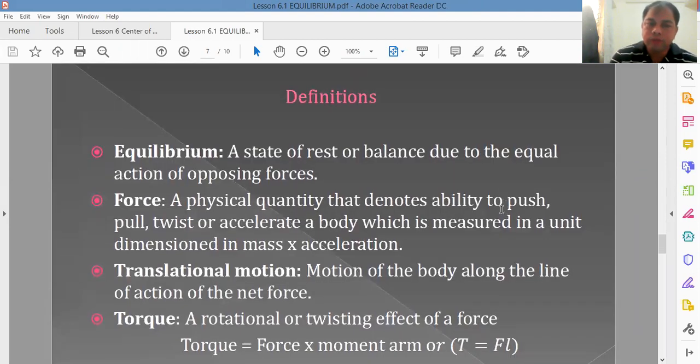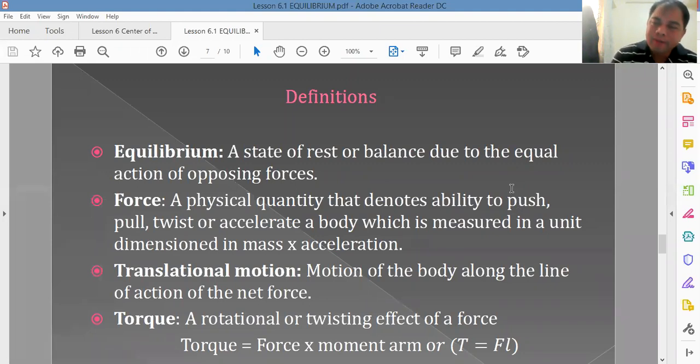Okay, so here are some definitions. Equilibrium is a state of rest or balance due to the equal actions of opposing forces. A force is a physical quantity that denotes the ability to push, pull, or twist. For example, with a bottle, you twist and open the cup. So that is still a force. We call that torsion.